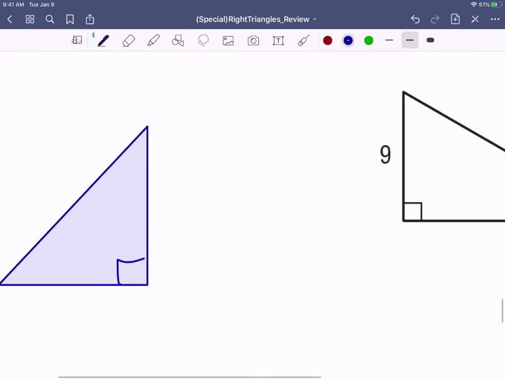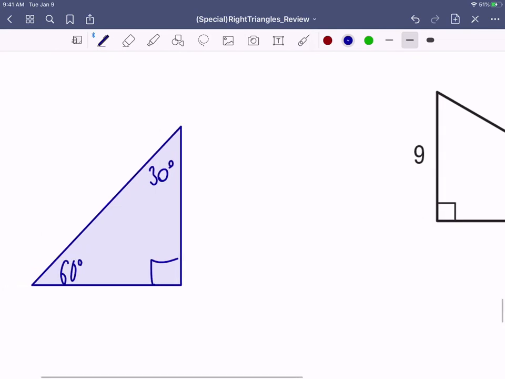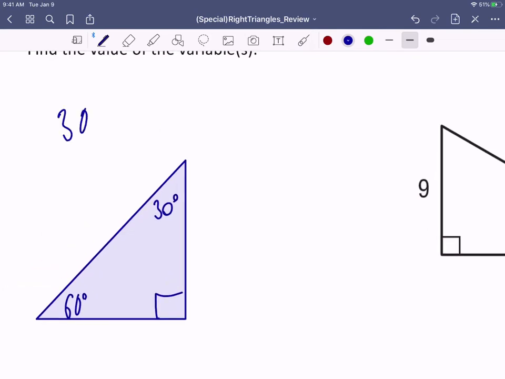This is a 60-degree angle, and this one is 30. Across from the 30 in a 30, 60, 90 triangle, these are degrees, across from the 30 is going to be what you'd call the short leg.